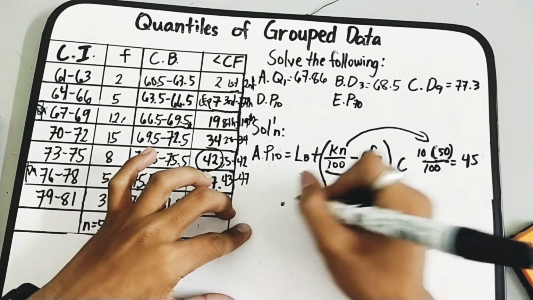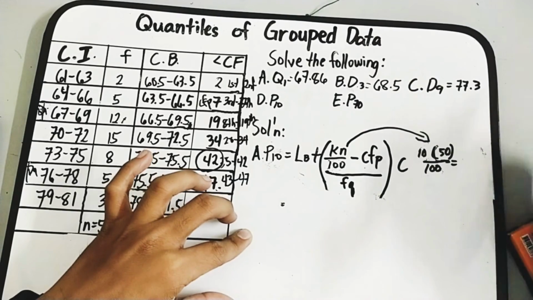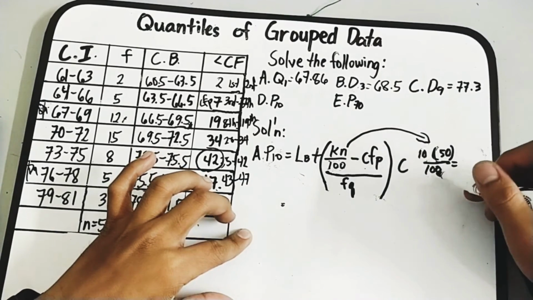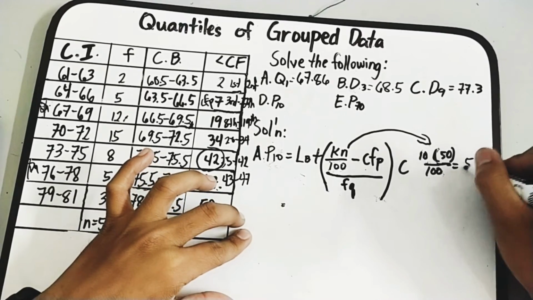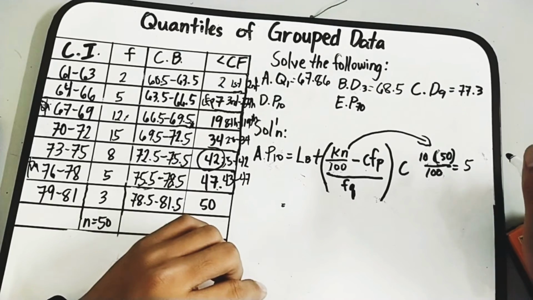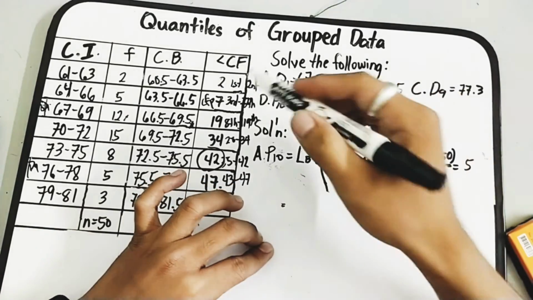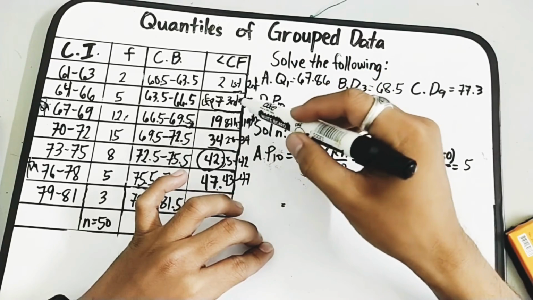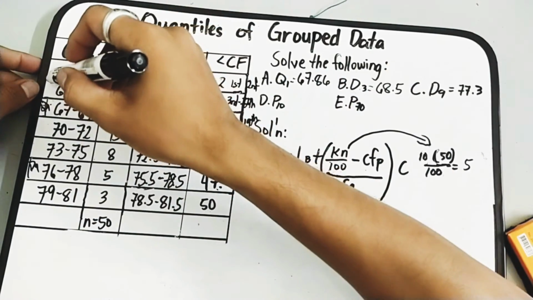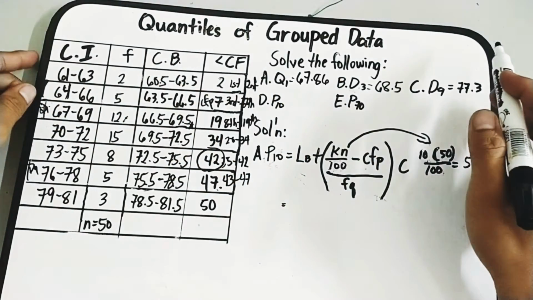So, if we compute it, 10 times 50, you would get an answer of 500. Divide by 100, the answer is 5. Therefore, our Kn over 100 is the 5th score. Okay, pang 5th. So, alin ba siya dito? First and second. Therefore, andito siya sa 37, which is the class of 64 to 66.